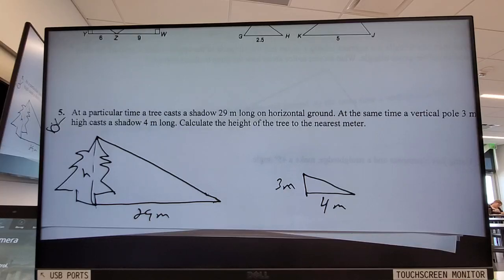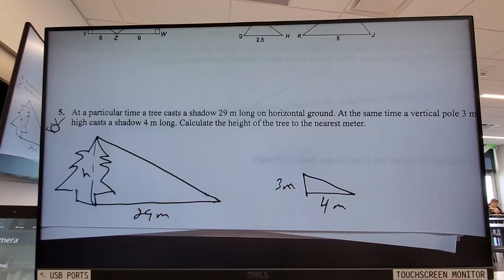So if they are similar, what must be true about their sides? Scale factor, which you can just say, I can set up a proportion, yes? So like the height of the tree divided by the length of its shadow must equal the height of the pole divided by the length of its shadow. That's one proportion you can set up. How many other proportions? So many.